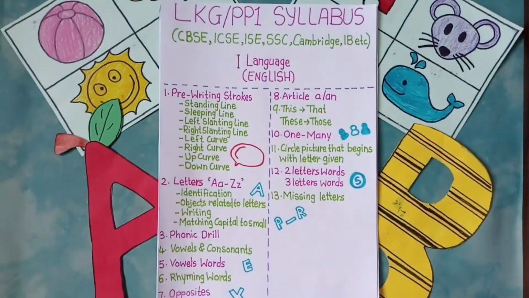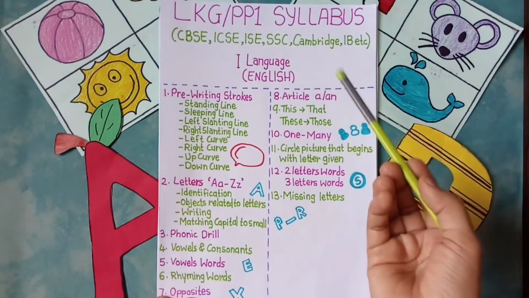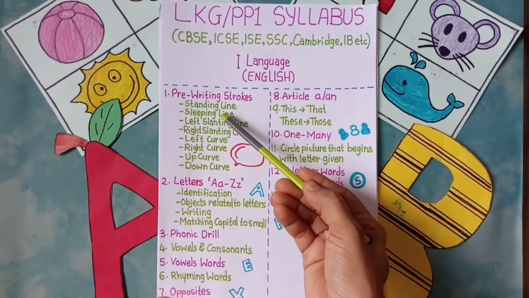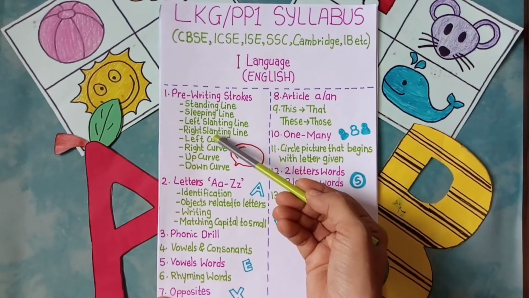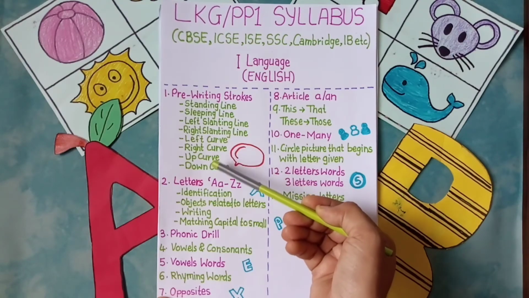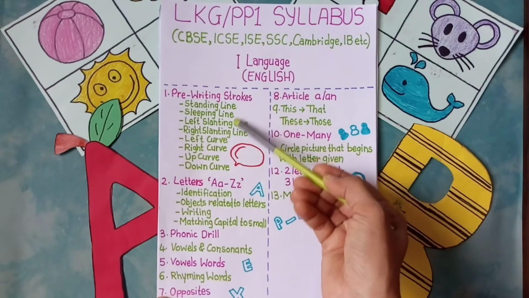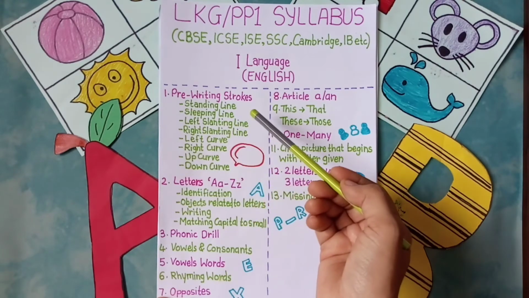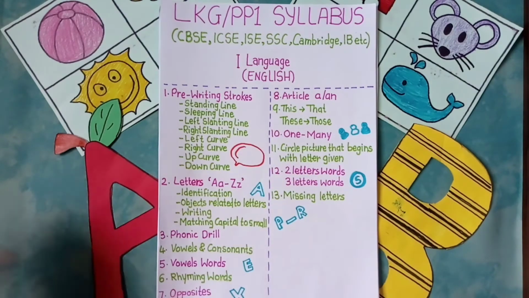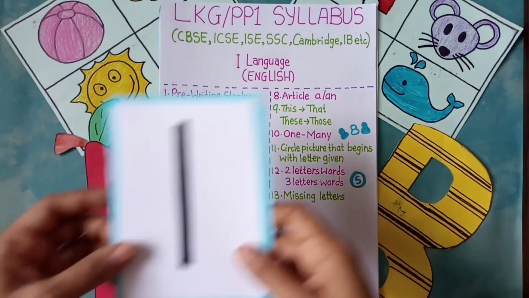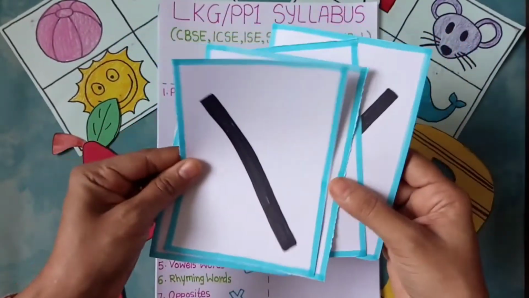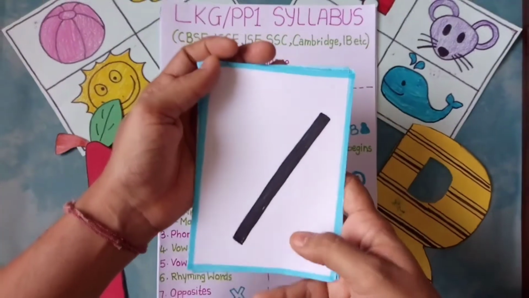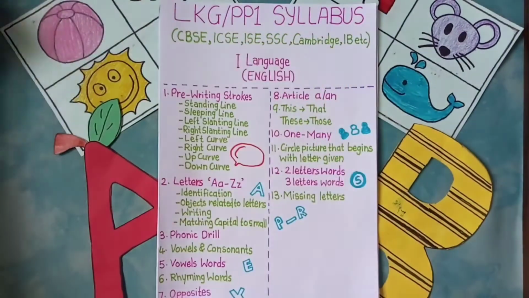Let's start with our first subject, that is English. The first topic taught in English is pre-writing strokes. The strokes are standing line, sleeping line, left slanting, right slanting, left curve, right curve, up curve and down curve. These are all strokes which are taught to them. With the help of these strokes, we will be able to write alphabets, numbers, and it will be also used in drawings. And if you are homeschooling your kid, you can make such types of flashcards for strokes, which is very helpful for them. It will make their learning interesting and they will enjoy learning.